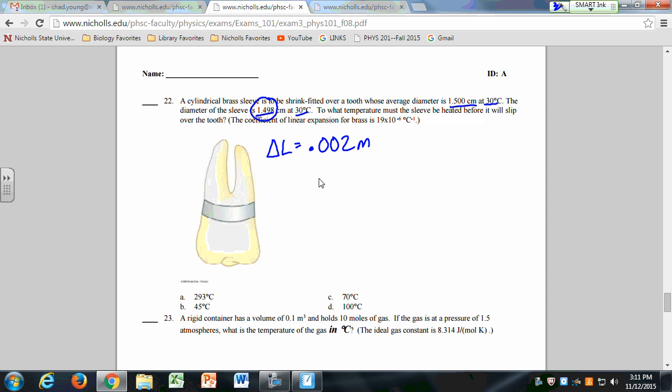You follow what I did there? Because I want it to get bigger by 0.002 meters to go from 1.498 to 1.500, and then it'll fit over that tooth. You have a homework question similar to this, by the way. And then I know my coefficient.